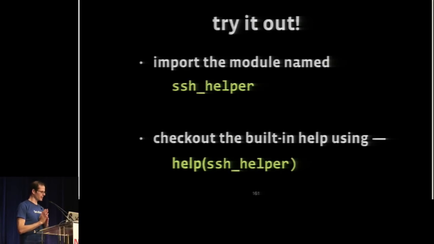Try importing the module named SSH helper, and then try calling help. And then the help function takes in whatever you want help on. And so it's going to try to read into the code. And if the code has what's called docstrings defined, it's going to show you those docstrings, which are comments that as developers we can write to help each other know what our code is supposed to do and what the inputs and outputs are. If there are none, though, by default, it's still going to give you some details about the inputs and outputs, so you can at least figure out what you need to send it to use this. So go and try that out.